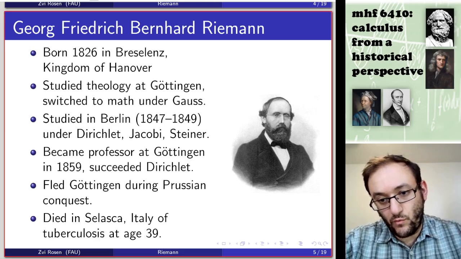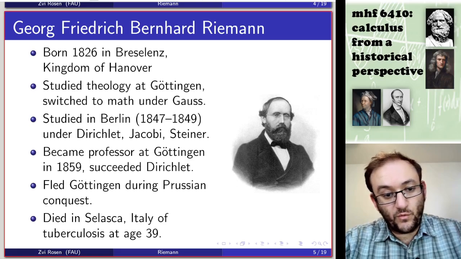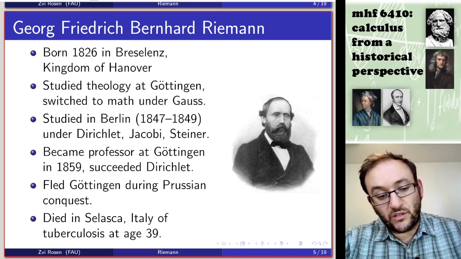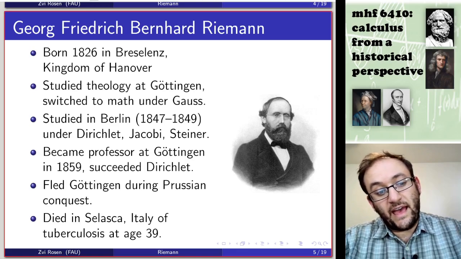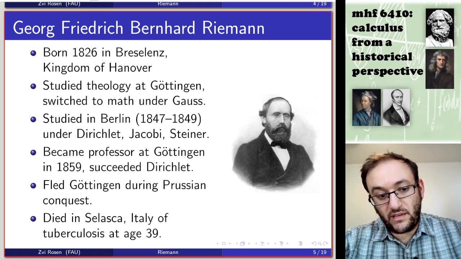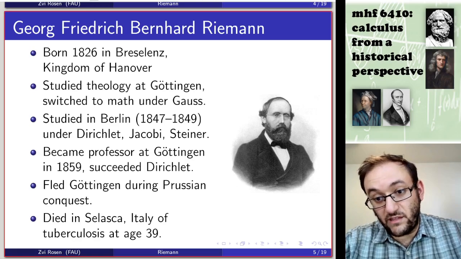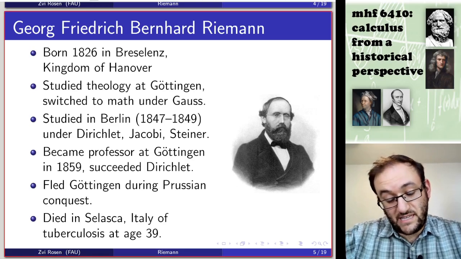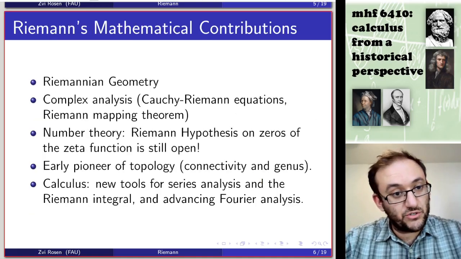Dirichlet, who took over Gauss's chair in Göttingen, became a professor there, and Riemann eventually took his seat. Then, during the Prussian conquest of Hanover, Riemann fled Göttingen, and during that trip he sadly died in Selasca, Italy, of tuberculosis at the young age of 39. And the fact that we're talking about him despite his death at such a young age tells you what the magnitude of his contributions were.